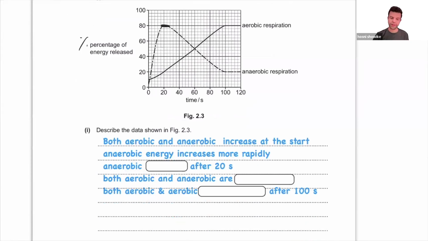Now, anaerobic decreases afterwards. Right after the peak here, it starts to decrease. And you can see at the end they're equal right here, right? They intersect right here, so it's worth mentioning. And lastly, you're going to say they remain constant. So after the exercise, or near the end of the exercise, they remain constant.